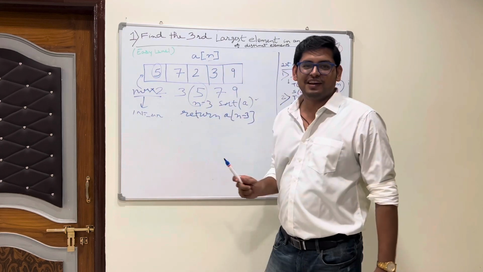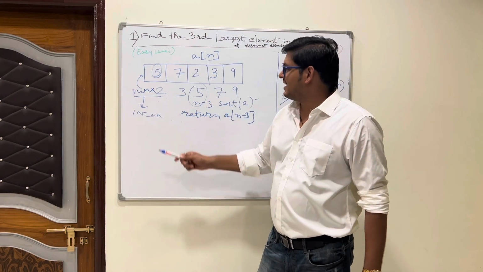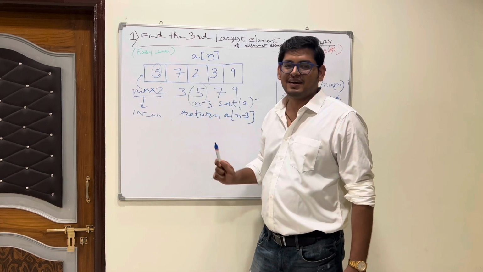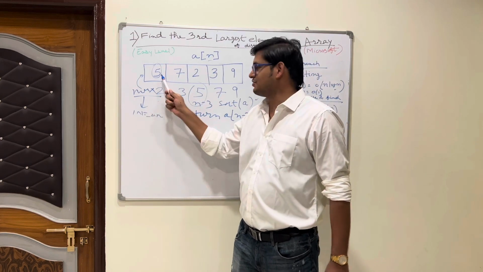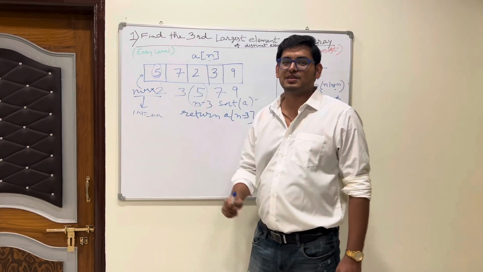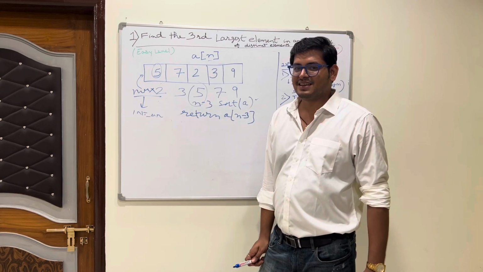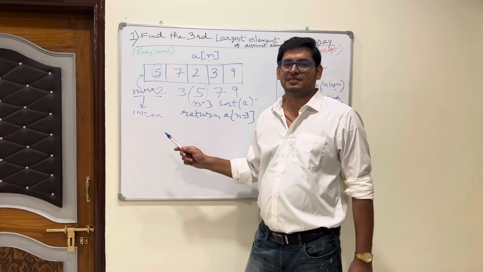If we have 3 variables, max, second max, third max, we traverse the array, and if we see the element is greater than the max, we will assign max to it. But what will we do to the second max and the third max? Can we do something over there? So that is the intuition.